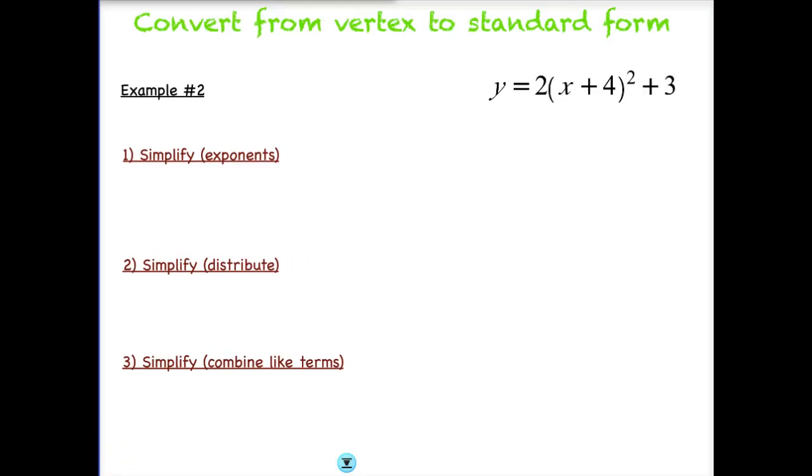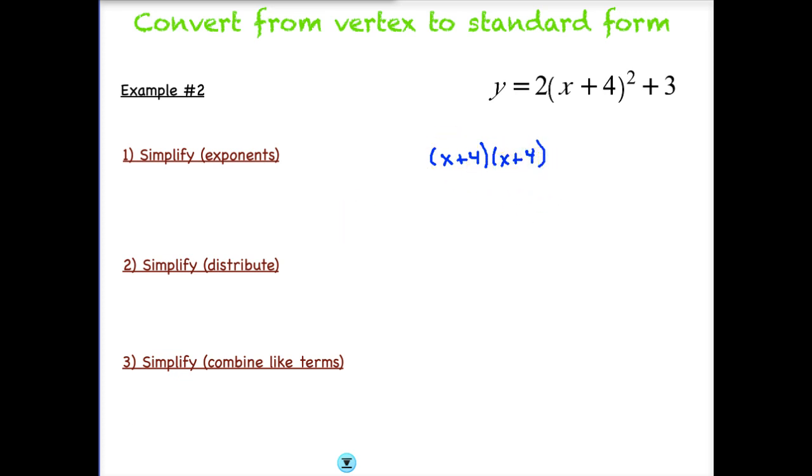Here's our next example, and if you'd like to go ahead and try this on your own first, go right ahead and then come back and see how you did. All right, so let's take this first one. Let's simplify by doing our exponents. So what we have is x plus 4 times another x plus 4, because we have x plus 4 squared. So we have 2 of them.